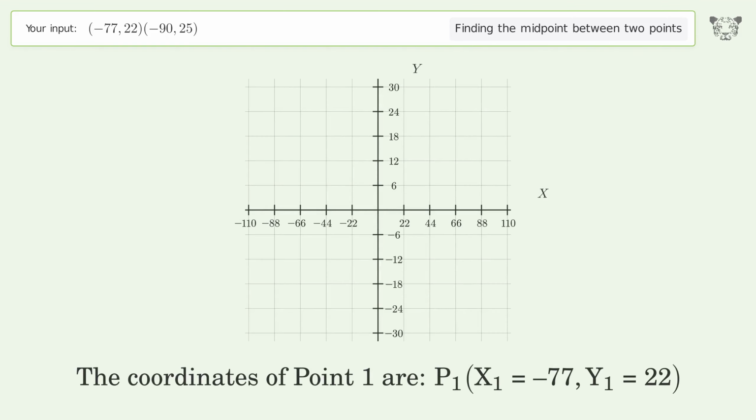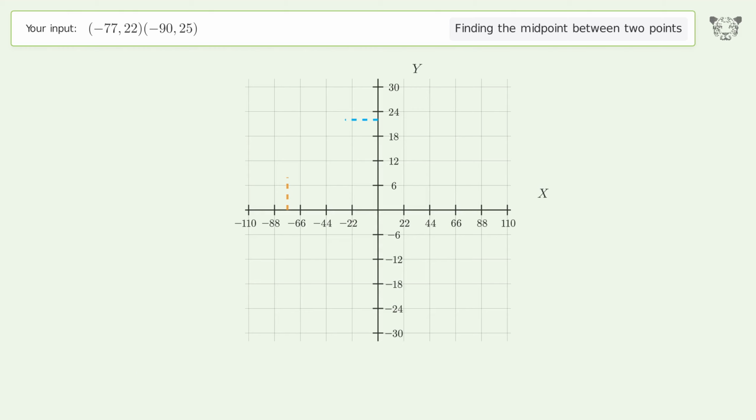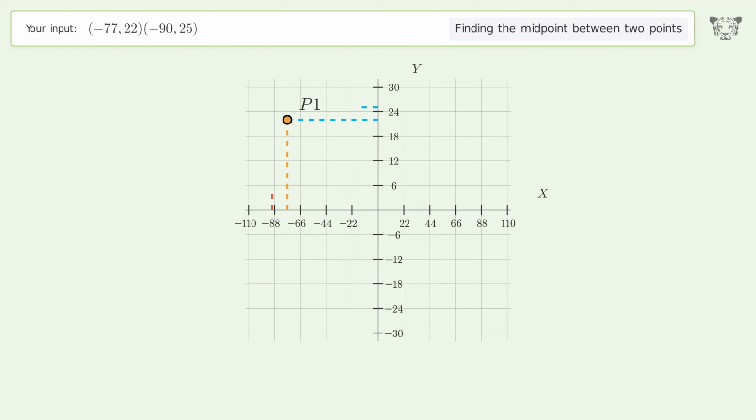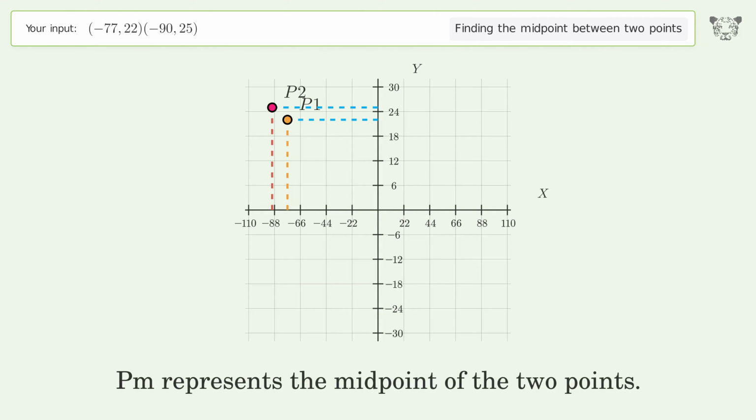The coordinates of point 1 are, x1 equals negative 77, y1 equals 22. The coordinates of point 2 are, x2 equals negative 90, y2 equals 25. PM represents the midpoint of the 2 points.